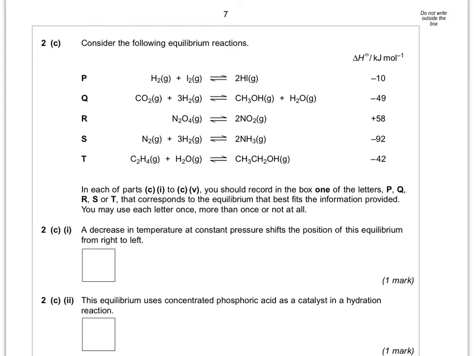So the first question, it says, a decrease in temperature at constant pressure shifts the equilibrium from right to left. So if a decrease in temperature is shifting it from right to left, that means the left-hand side must be giving out heat, making it hotter, and therefore must be exothermic. So the right-hand side must be endothermic. Remember, these numbers are all for the forward reaction, i.e. going to the right, and so the only one that is endothermic is this one here, plus 58. Remember, a positive enthalpy change means it's endothermic. So this first one is R.